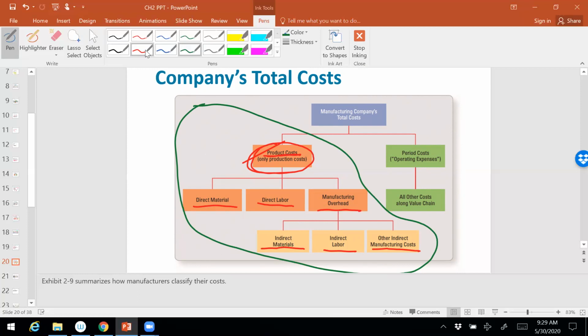And then similarly, the period cost is much easier, right? Everything else, R&D, design, marketing, delivery, distribution, and customer service, all of those will become period cost and will be expensed immediately.